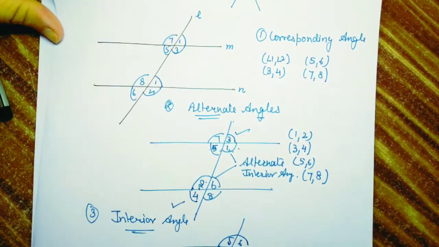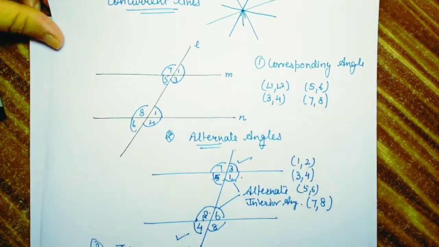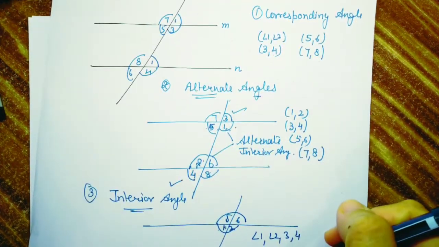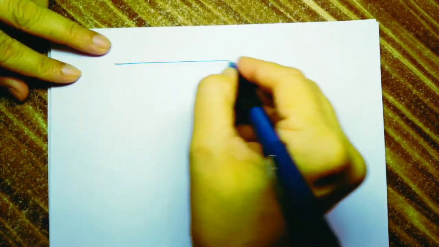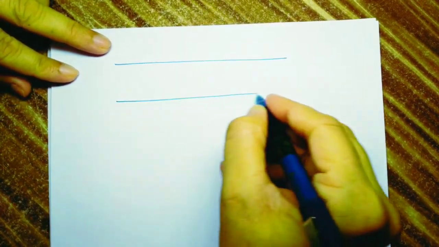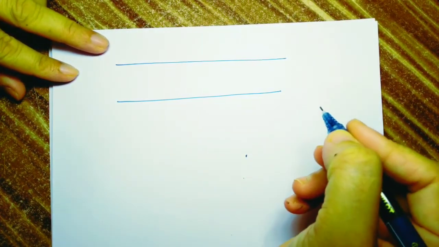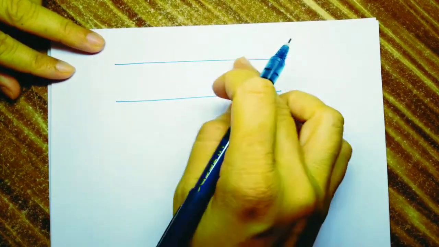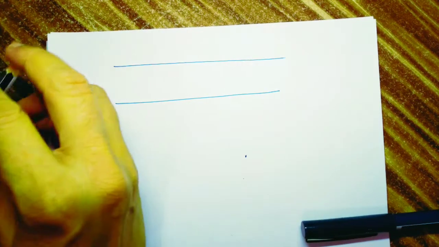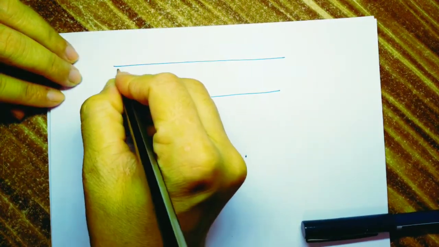But students, the condition is that if these lines are parallel, then what is the role of these angles? First, we are going to discuss parallel lines. A parallel line is a pair of two lines which run together but never meet. And the distance between these two parallel lines is always the same.